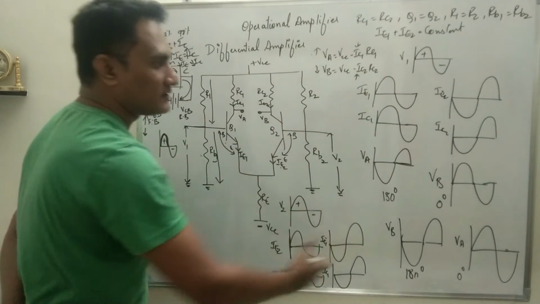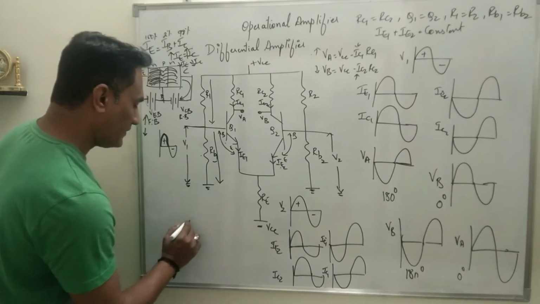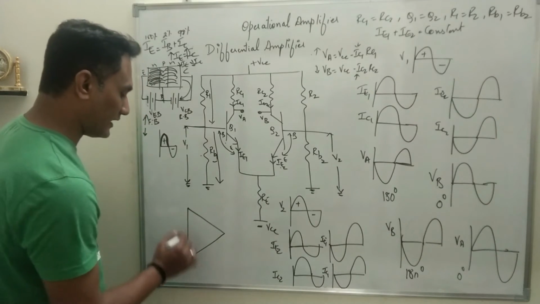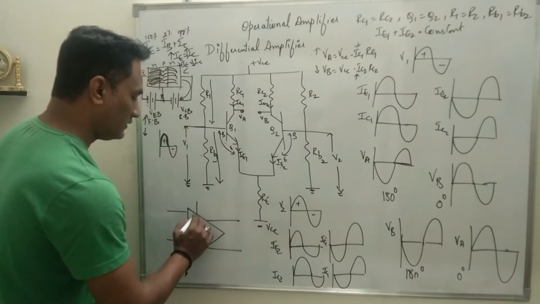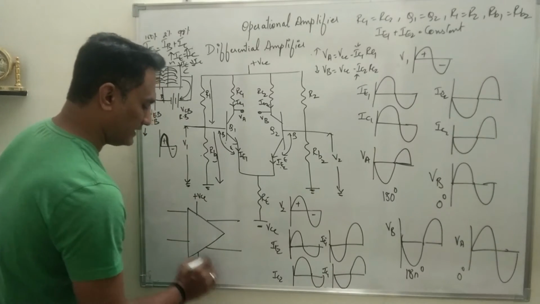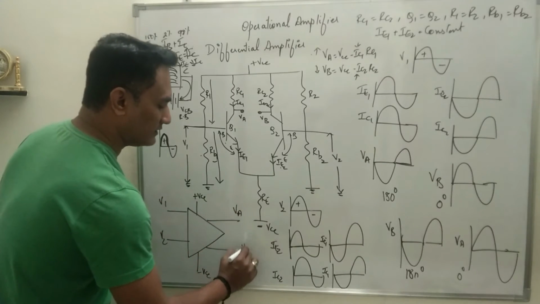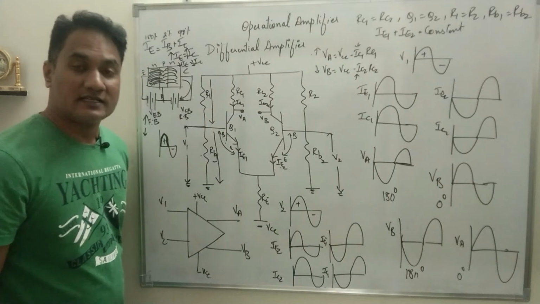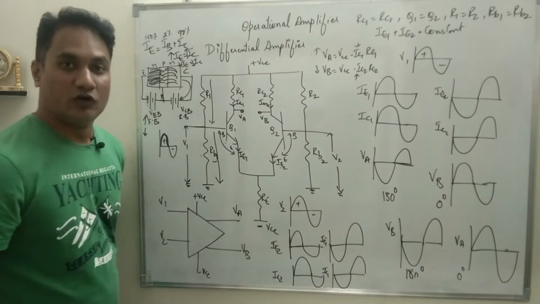Now by all this study we can conclude and we can design the symbolic representation of differential amplifier. Now differential amplifier has two inputs, two outputs and two power supplies. The power supply is plus VCC, this is minus VCC, this is V1 and this is V2, this is VA and this is VB. What I will do is give a sign convention so that we can understand the operation of the differential amplifier by the symbolic representation.